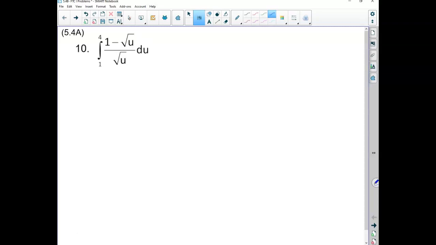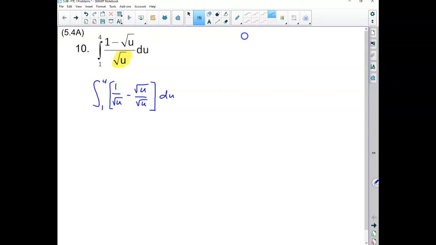Well, I don't know how to undo a quotient rule, I'm going to be honest with you. Because I'm looking at this and I can see there's one term in the denominator of that fraction. This is a strategy you're going to use quite a bit. I'm going to make this 1 over the square root of u minus the square root of u over the square root of u, du. I'm going to make it into two fractions.